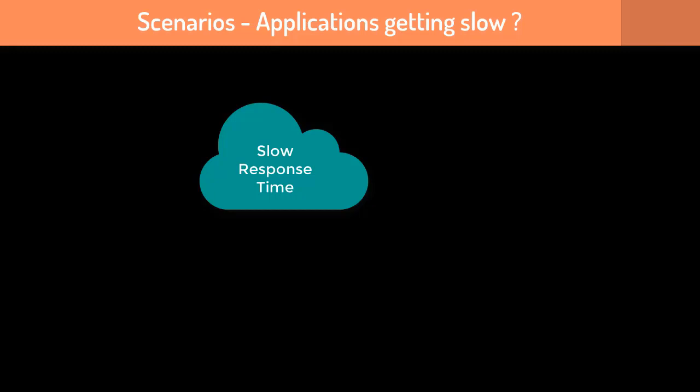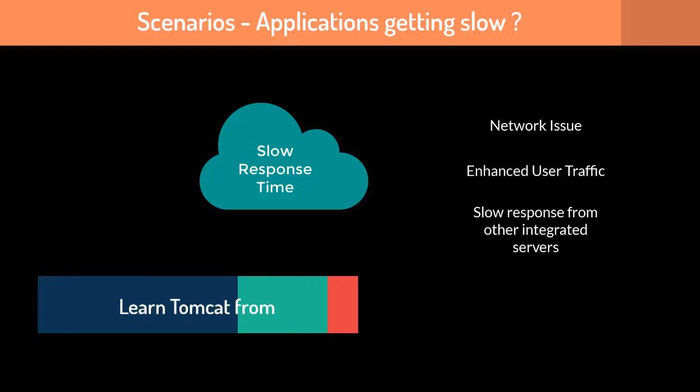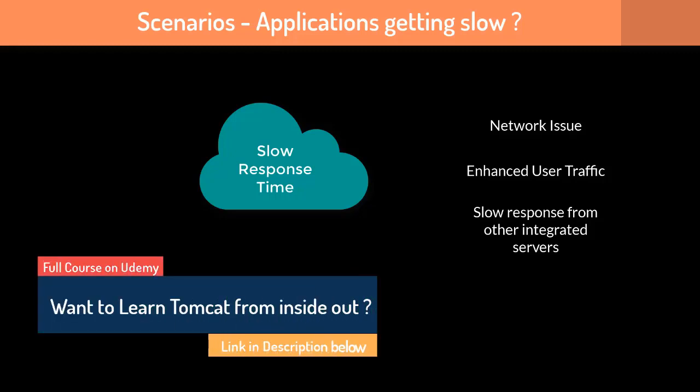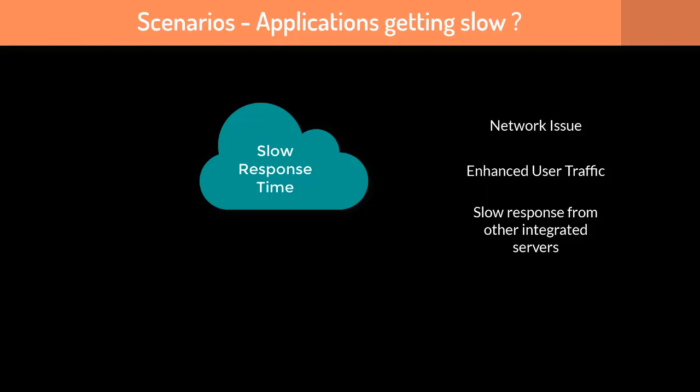First, the issue could be on the network side. It could be due to enhanced user traffic that the server is busy handling. It could be due to slowness at the integration points. For example, if the application is using some database server, then getting the response from the database could be slow. Or if it is searching something and it is not getting the response from the search server, which is ultimately delaying the whole rendering process, then it could be one of the issues. Okay, but the issues could be many.